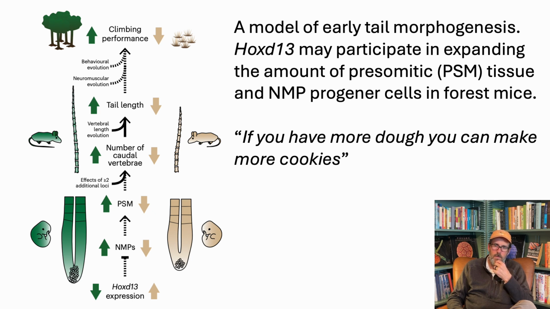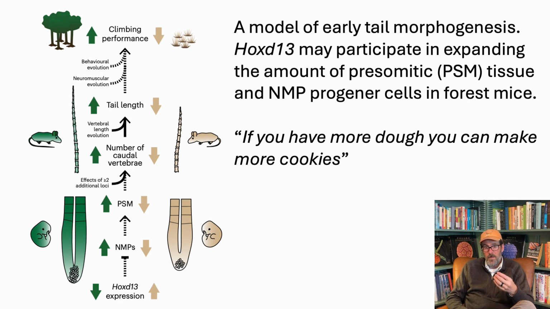But lastly, this is their final model of how tail length varies, and if you remember the presomitic tissue, which was below the last horizontal line going down on the tail, between the last horizontal line and that population of little dots at the bottom, those are the NMPs, the neuromesodermal progenitor cells. The area that has no horizontal lines, that's the presomitic tissue. And you see in the forest mouse, there's more presomitic tissue, and there's also more neuromesodermal progenitor cells.